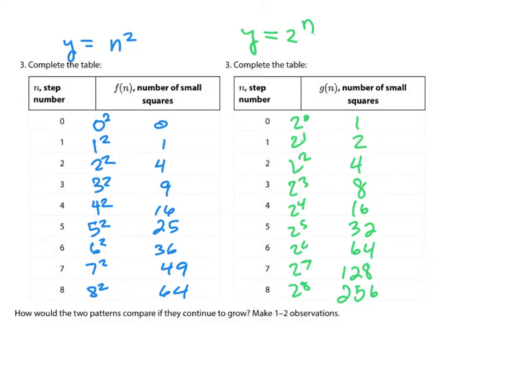I think we can say that pattern B is going to grow much faster. Okay, much faster. Pattern B will grow. Any other sample observations?